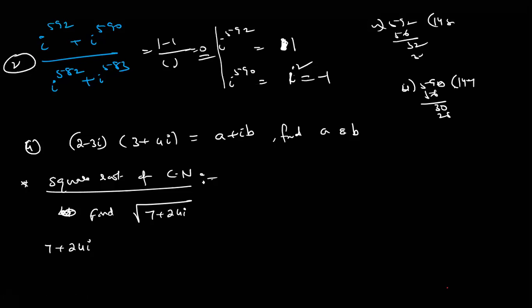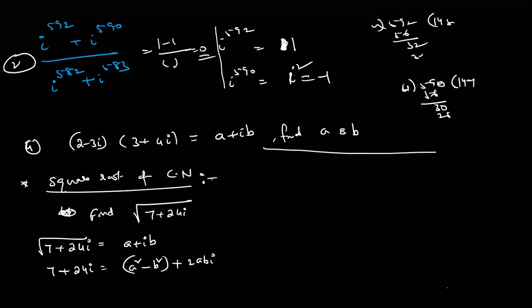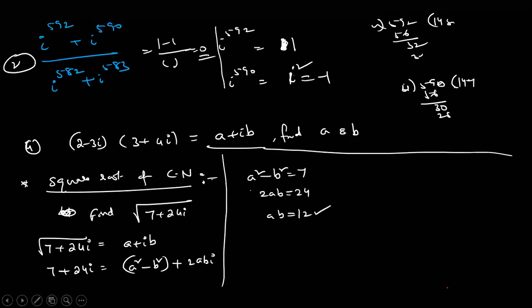7 plus 24i means here every time the output is a complex number. For example, consider this is a plus ib. Every time what I'm doing here, square root of z means consider this is a plus ib. Now squaring on both sides, how much is coming? a square minus b square plus 2abi. Comparing this one, a square minus b square is 7. 2ab is 24. That means ab is how much? 12. Okay.